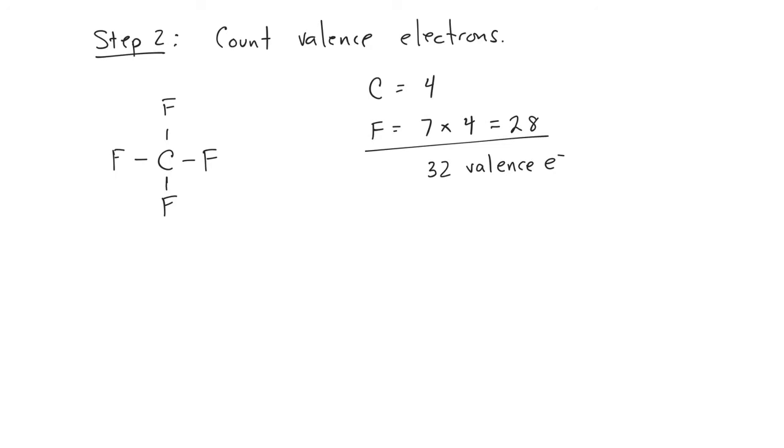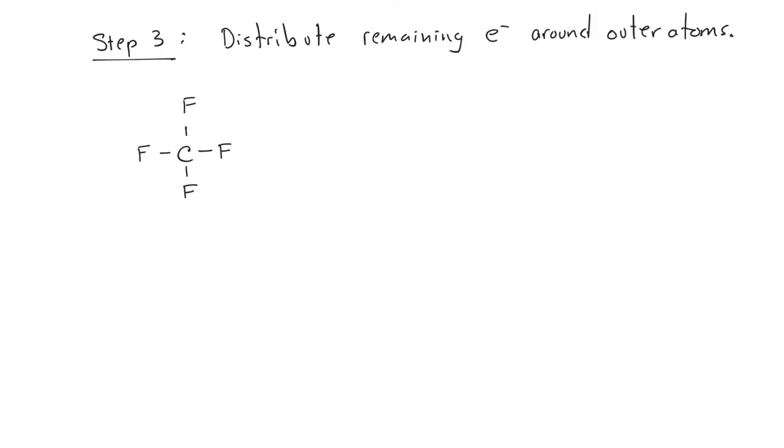Next, we're going to subtract the number of electrons that we used during bonding. Each of the lines represents 2 electrons, so we're going to subtract those from the 32 valence electrons. The third step is going to be to distribute the remaining electrons around the outer atoms.